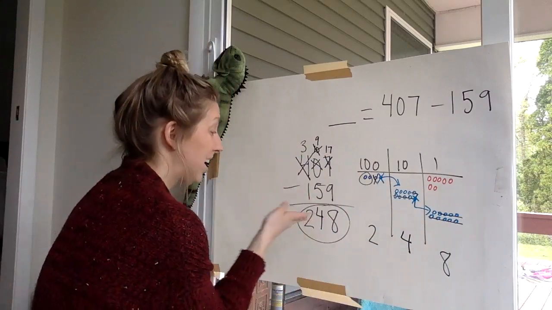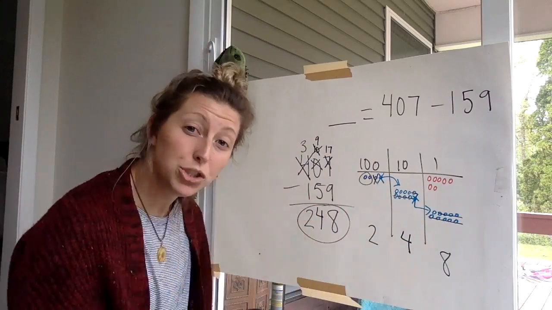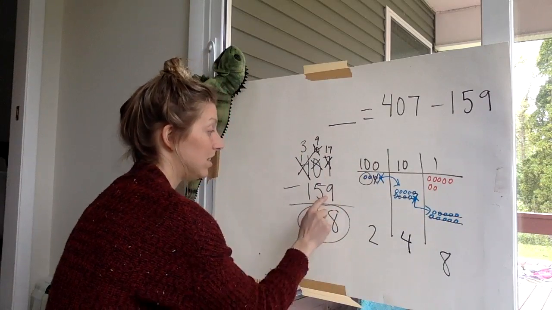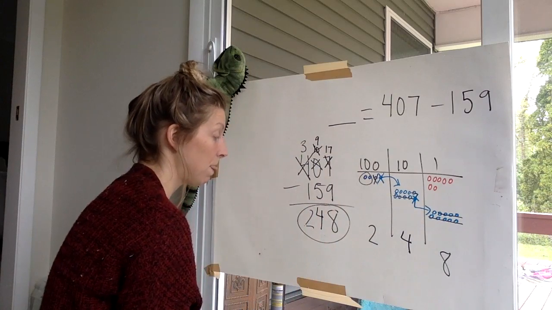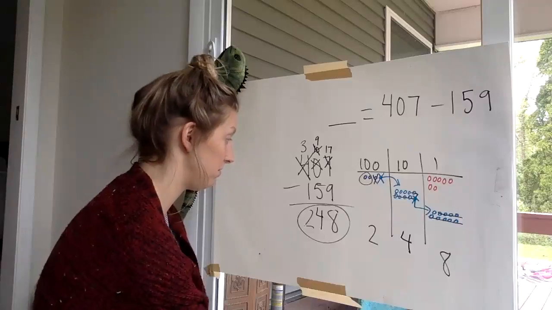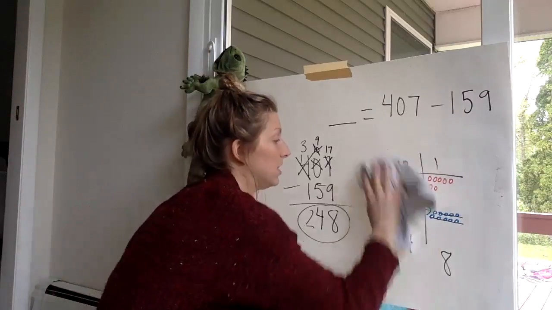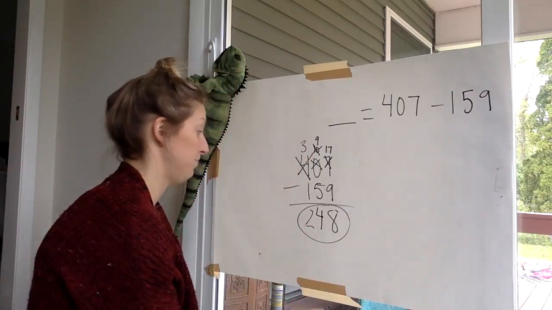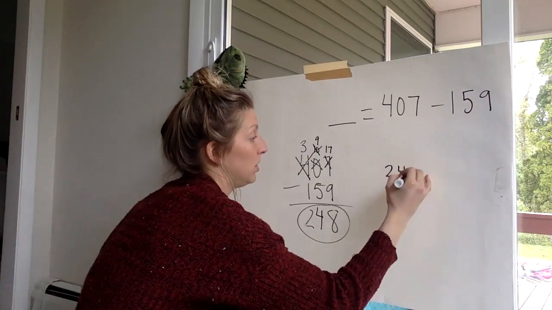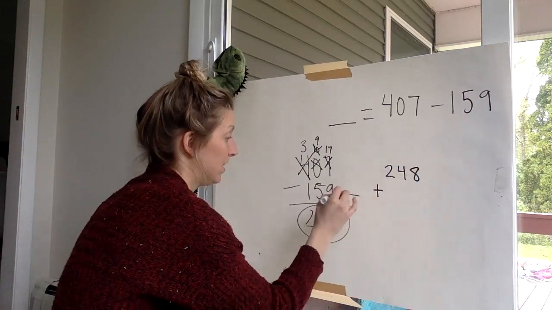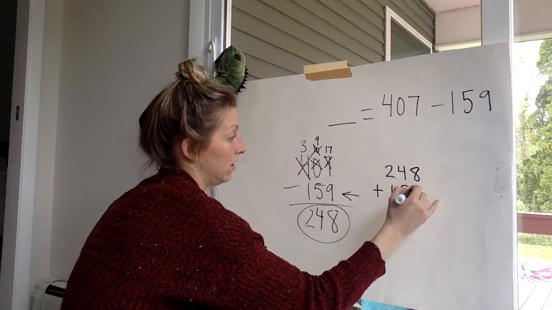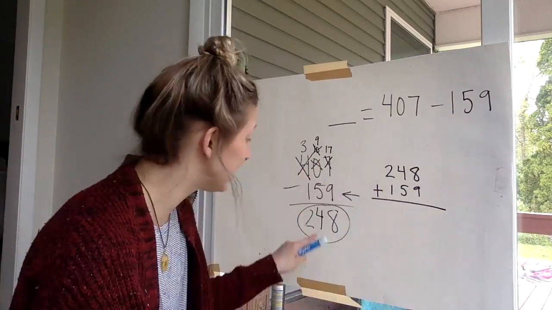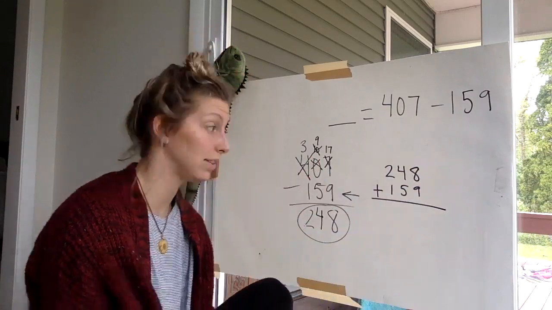So we are pretty sure that's the right answer, but we're going to double check by taking this number and adding it to the number that we took away, 159, to see if it gives us 407. Okay, so I'm going to erase this part. If we have 248 and I add this number, it should give us 407. And if it doesn't, then that means that 248 is not correct. Okay, so we're going to see.